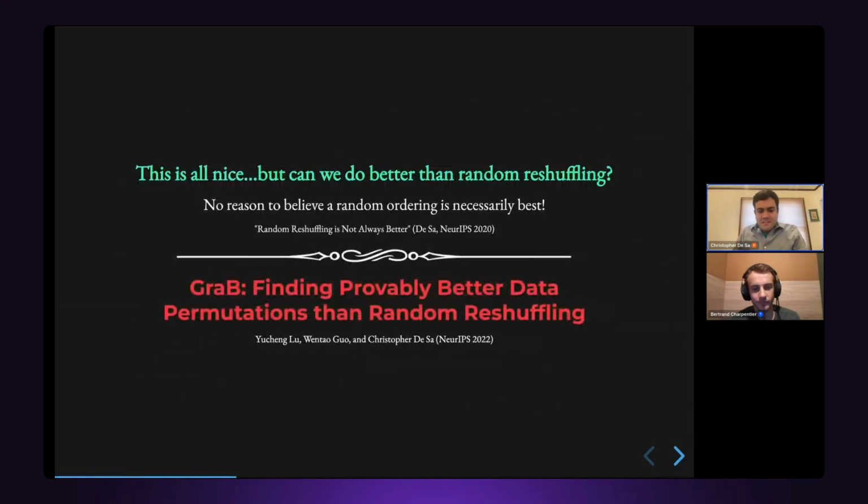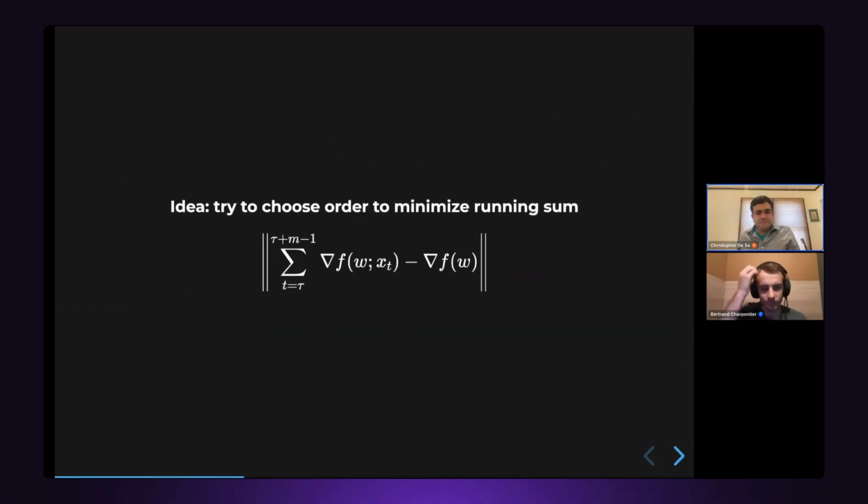And here's what we did. So we just tried to design an algorithm that does better. And here's the intuition, and this is where some of the math will come in. The idea is we're going to take this running sum, this metric for example ordering, and use it as a sort of objective to decide what order to sample the examples in. So we're going to choose the examples to minimize this running sum.